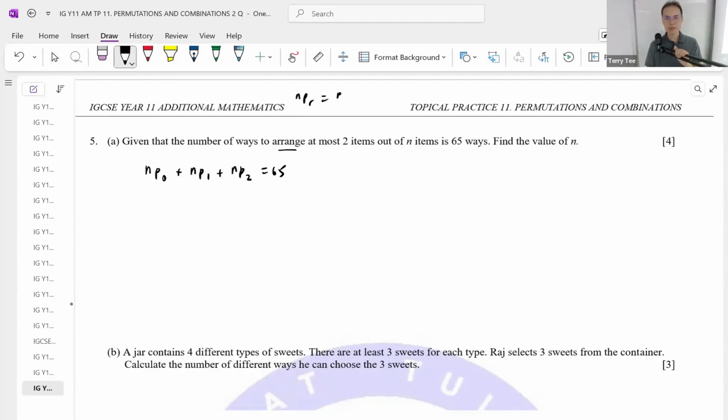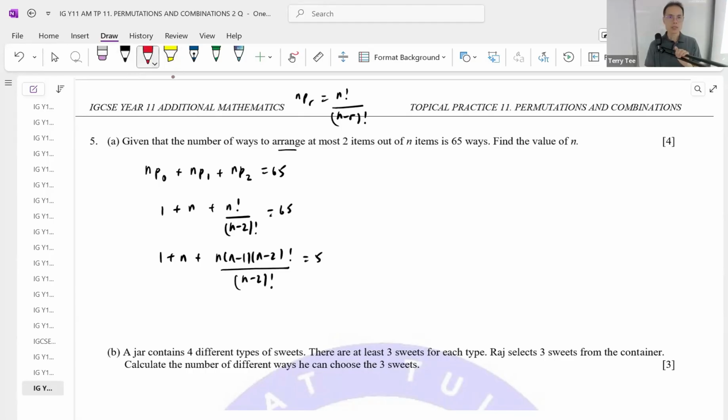Okay, remember the formula for nPr. nPr is given as n factorial divided by n minus r factorial. So what is nP0? It's 1, right? I have n items, I don't arrange anything. Not arranging anything is 1 way, right? nP1 is, guys, just n, right? nP2 is n factorial over n minus 2 factorial, 65. So you can actually simplify this. This will give us n times n minus 1 times n minus 2 factorial over n minus 2 factorial. Can we cancel them? So with the cancellation here, what we have is a quadratic equation.